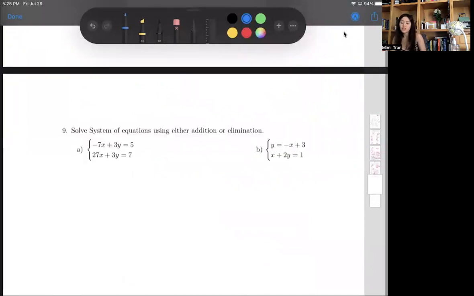All right, number 9, solve the system of equations using either addition or elimination. When I say addition, I meant substitution. Maybe I should say substitution. All right, so for part A, I think it's easier for me just to use elimination.